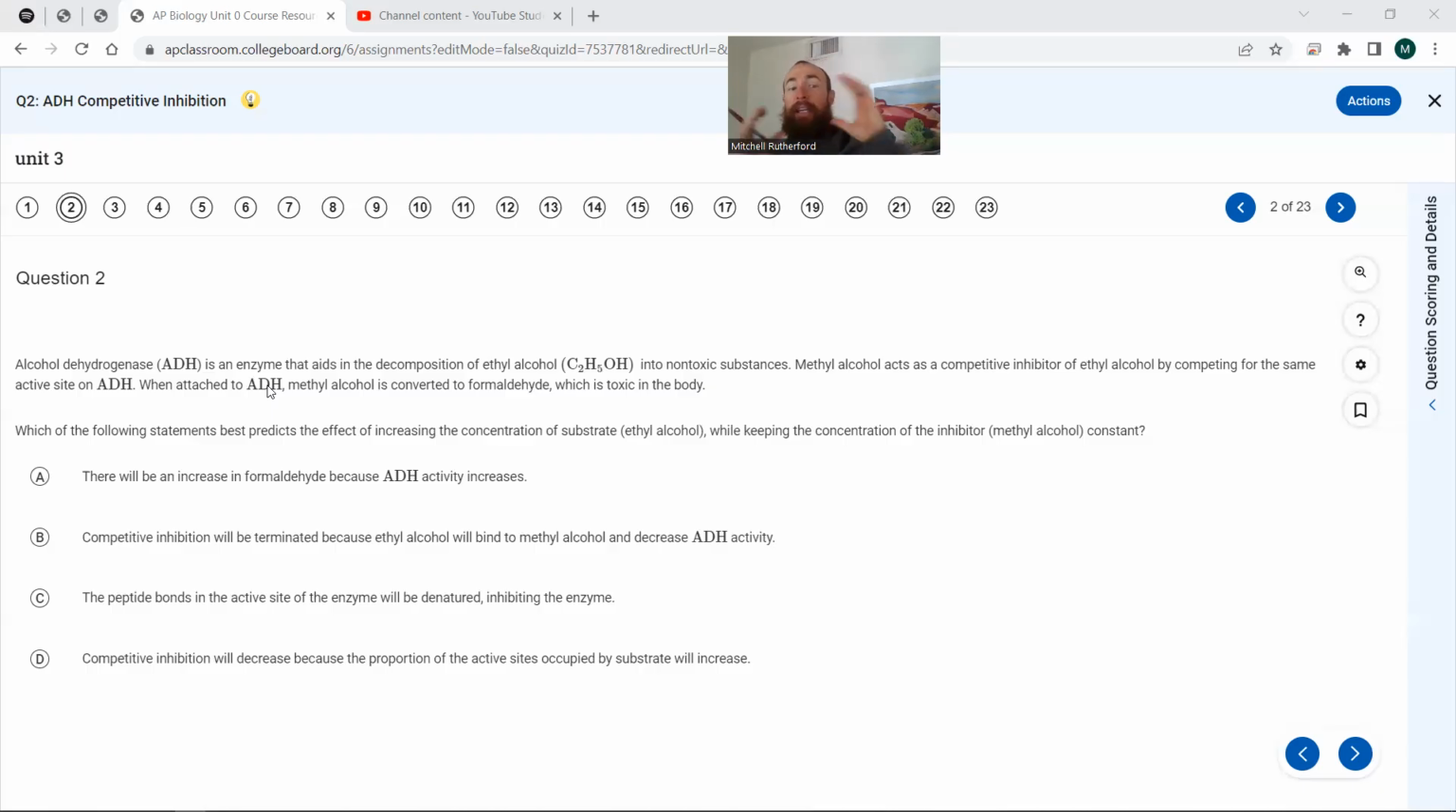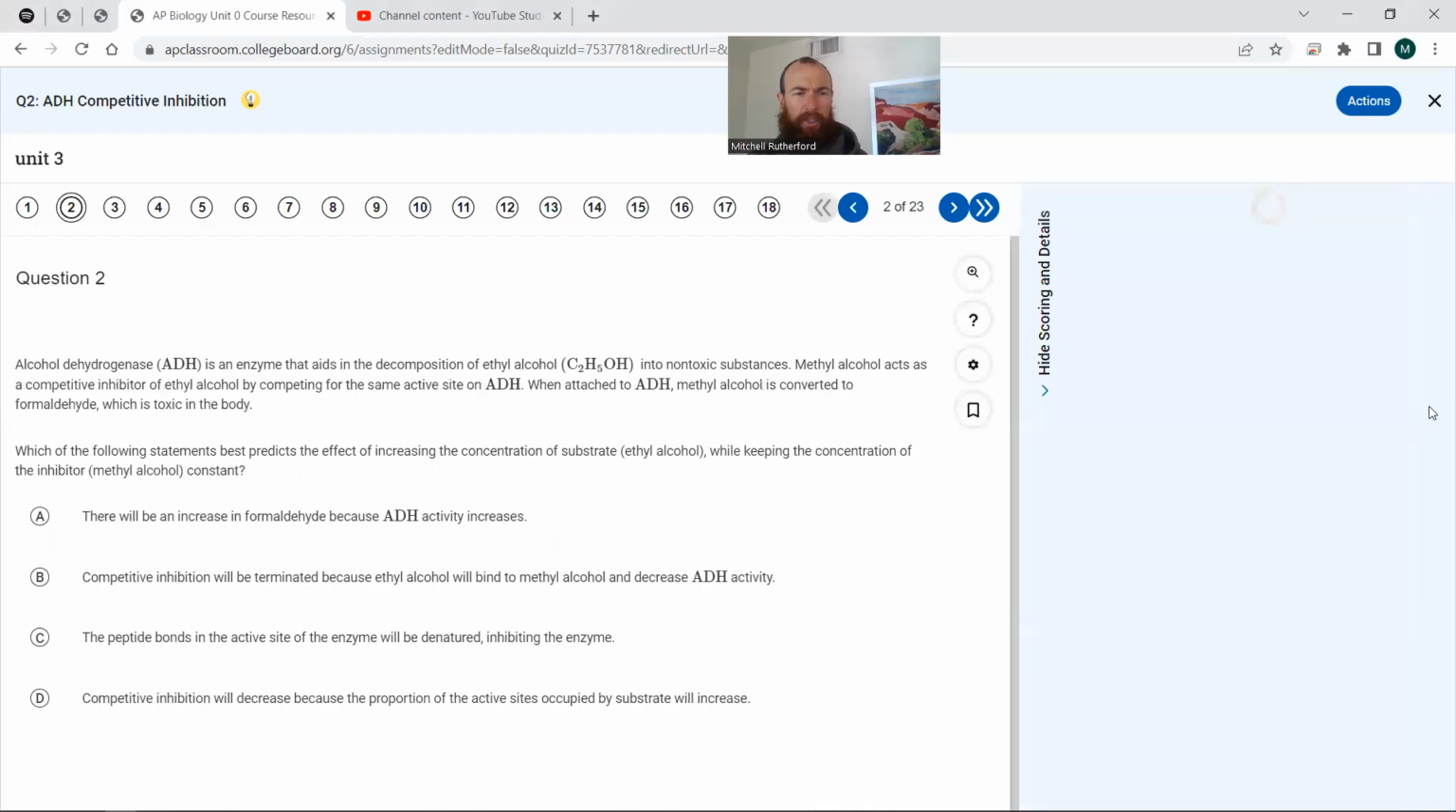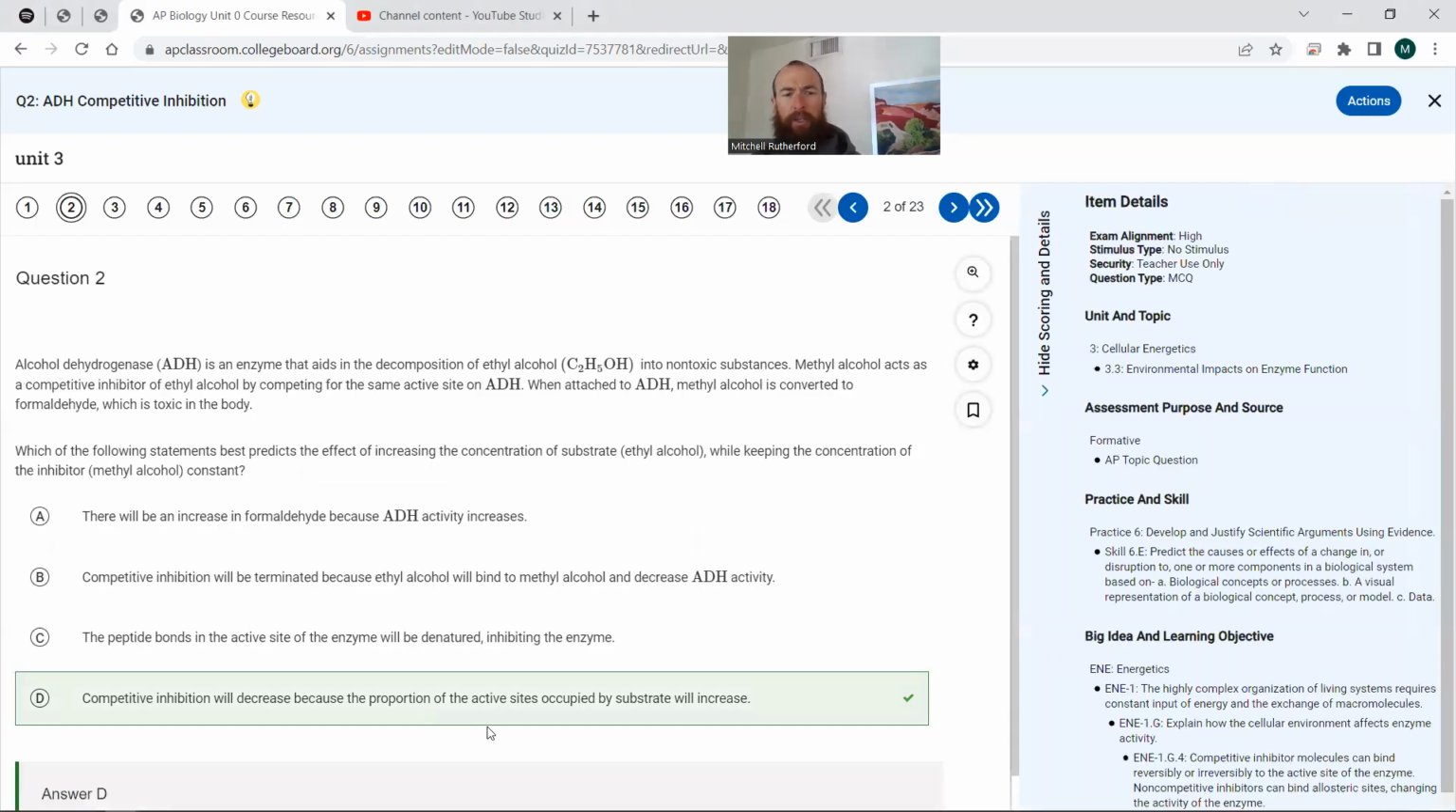Ethyl alcohol is binding to ADH. Methyl alcohol is binding to ADH. They're both ligands, okay? And they're tiny little things. You want to think about tiny little things bonding to a protein when we're thinking about these concepts. And C: peptide bonds in the active site of the enzymes will be denatured, inhibiting the enzyme. No, we're increasing ethyl alcohol, and that is decomposed into non-toxic. So I've got to go with D just by process of elimination: competitive inhibition will decrease because of the proportion of active sites occupied by substrates.